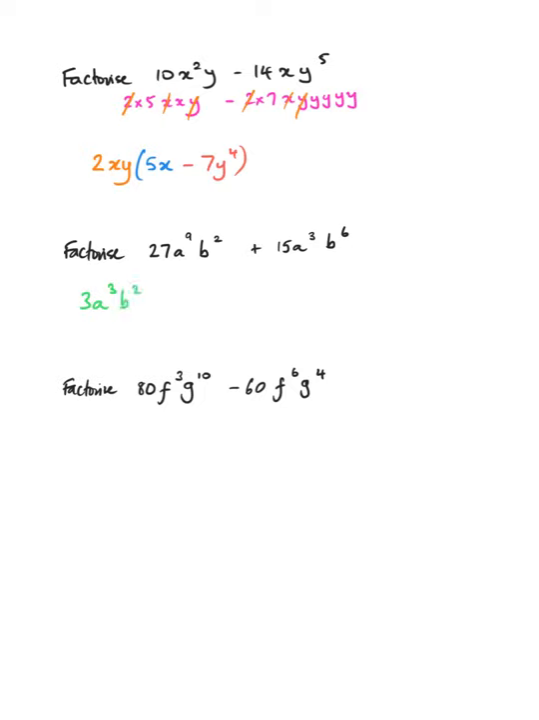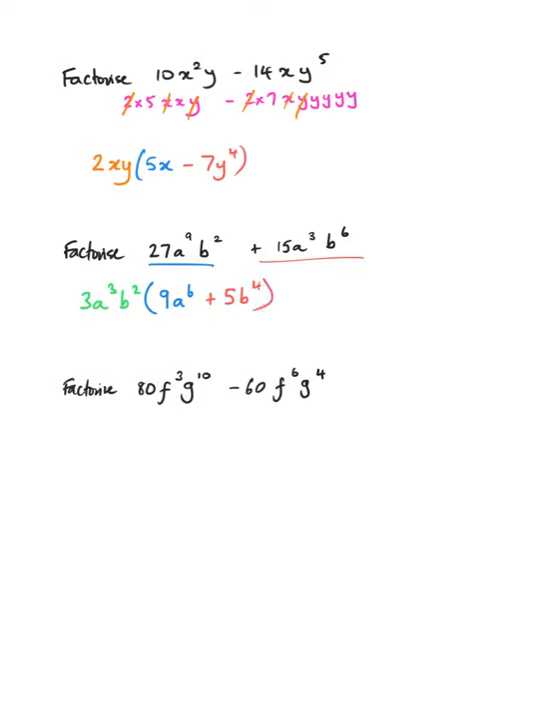Then what we're going to do is think, how do I get from 3a cubed b squared up to 27a to the 9 b squared? So to get from 3 to 27 is times 9. To get from a cubed to a to the 9 is a to the 6, and b squared is already b squared, so we don't need to do anything. Do the same for this part. How do I get from 3 to 15? That's times 5. A to the 3 to a to the 3 is already done. B squared up to b to the 6 is b to the power 4.